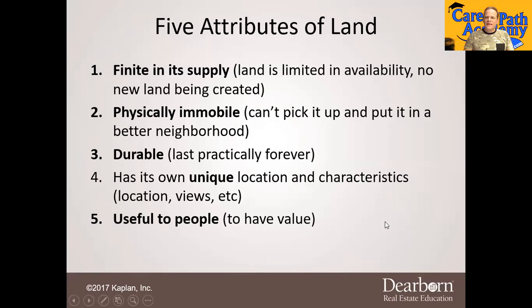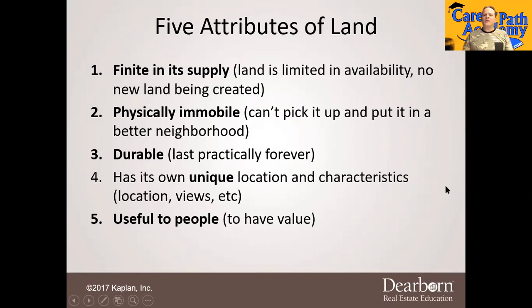Now, in order for land to have value, there are 5 attributes to it. One, it's finite in its supply. There's no new land being created. Two, it's physically immobile. You can't pick it up and put it in a better neighborhood. Three, it's durable. Technically, land will last forever. I mean, there are extreme situations. You drop a nuclear bomb on it, or it gets contaminated with something, then that could affect its value.